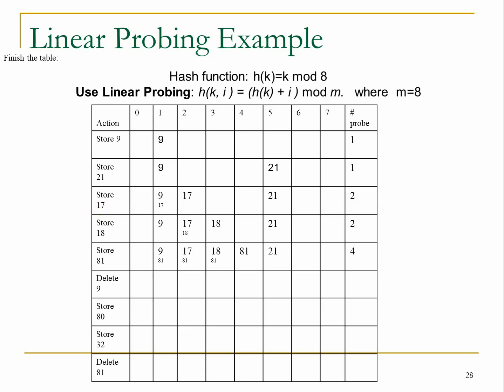And it will be the same thing if you're looking for the value of 81. You will map into the home position of 1 and then keep looking until you find the value of 81.